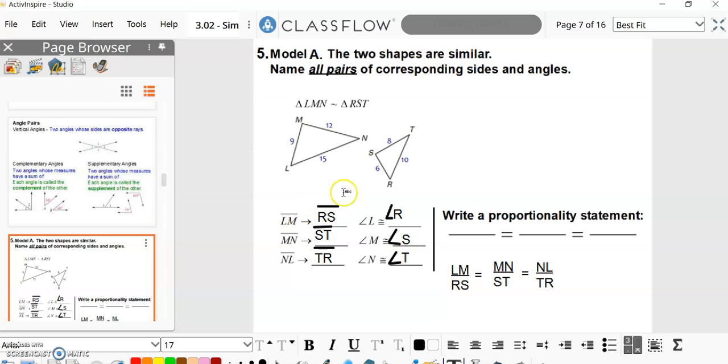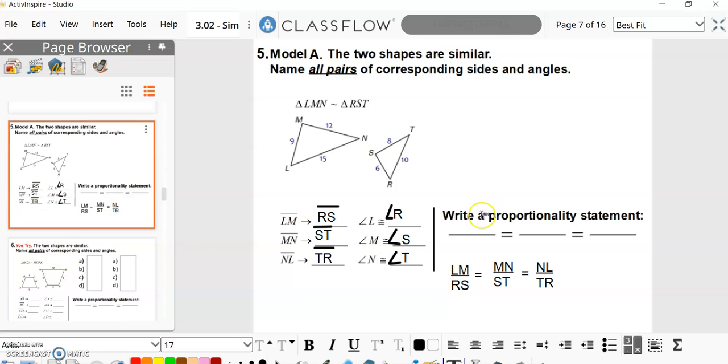That means that all these fractions for proportionality are equal to each other. So if you do LM over RS, LM is 9, RS is 6. So it'd be 9 over 6 equal to MN over ST, 12 over 8. Is 9 over 6 equal to 12 over 8? If you simplify them, they are both equal to 3 over 2. So this triangle is 1.5 times bigger than that triangle. And if you look at the numbers, that's true. 15 over 10 is also equal to those numbers.